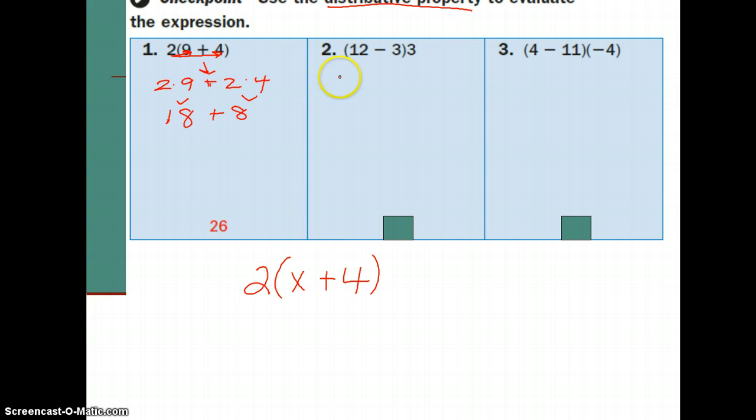Number 2. The 3 is the number on the outside of the parentheses, even though it's at the end. So that's what we want to pass out to the 12 and to the 3. So 12 times 3 minus 3 times 3. 12 times 3 is 36. Subtract 3 times 3, which is 9. The answer is 27. Pause the video, complete number 3.